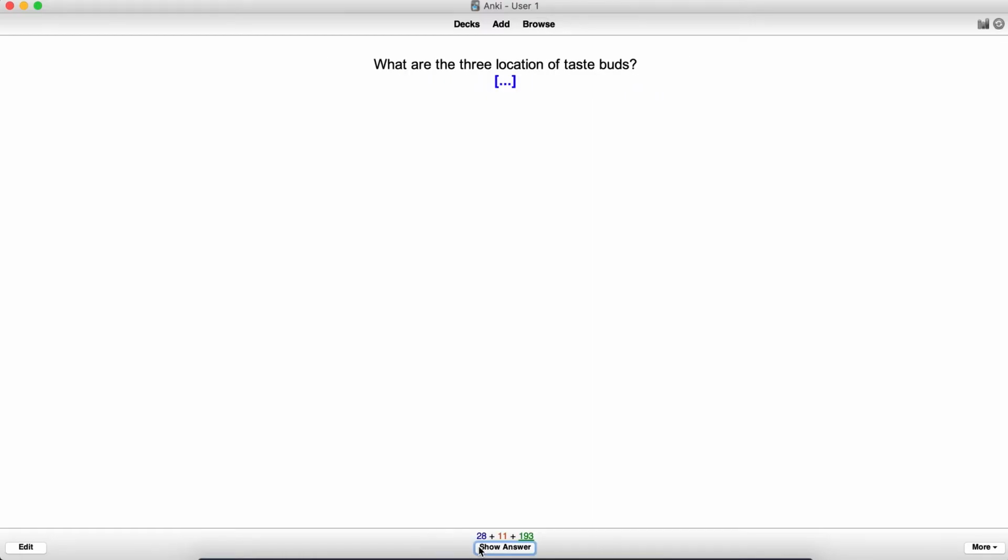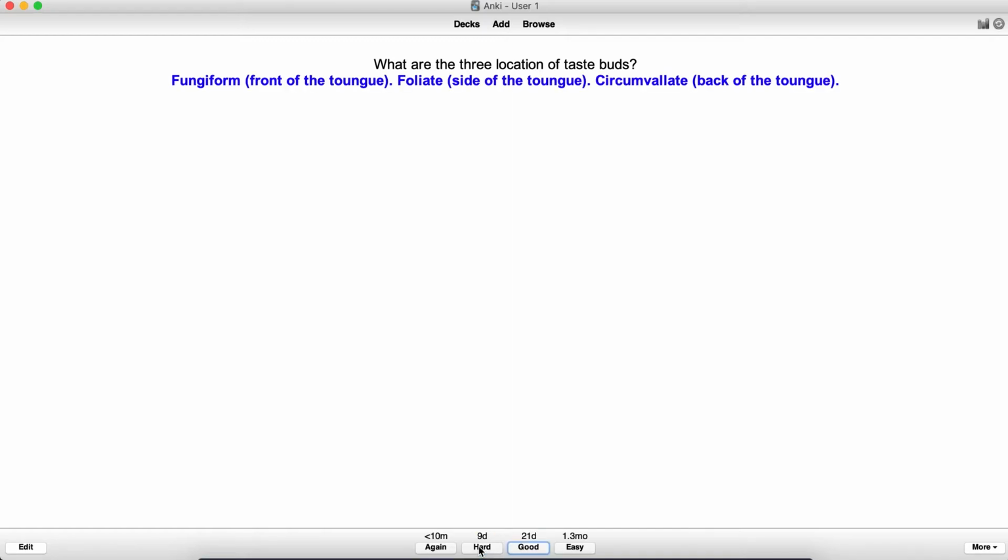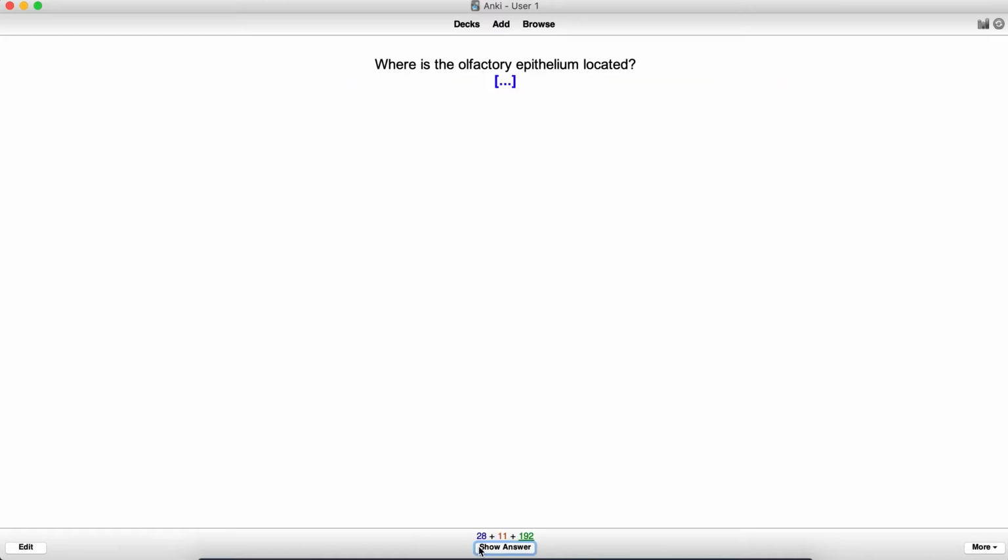Where are the three locations of taste buds? So the taste buds contain the fungiform, which is the front of the tongue, the foliate, which is the side of the tongue, and the circumvallate, which is the back of the tongue. Okay, that was hard. Where is the olfactory epithelium located? Just below the cribriform plate, inside the nasal passages.